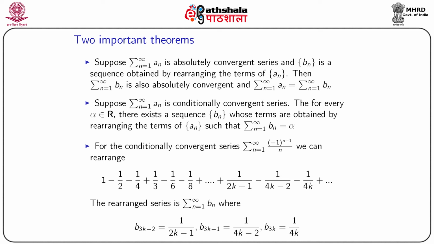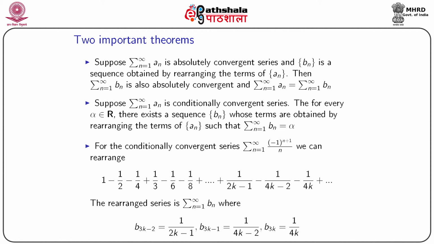Suppose sum over a_n is a conditionally convergent series. So now we are talking about conditionally convergent series. Then for every alpha belonging to the real numbers, that means alpha is a real number, there exists a sequence b_n whose terms are obtained by rearranging the terms of a_n such that sum over b_n will be equal to alpha. So we have this rearrangement theorem for conditionally convergent series too. But the proofs are beyond the scope of this lecture.